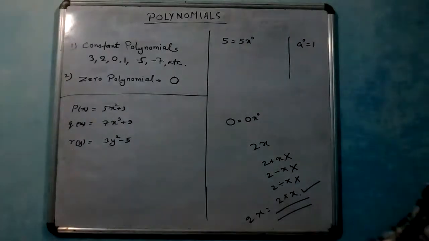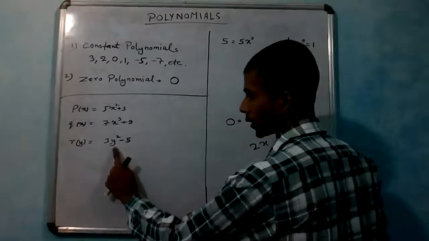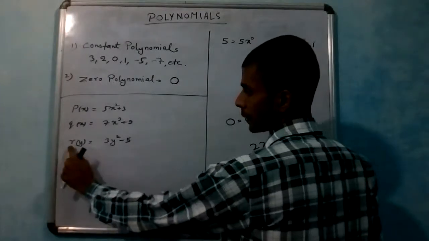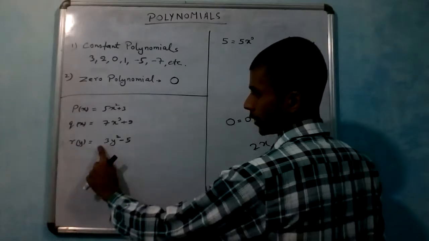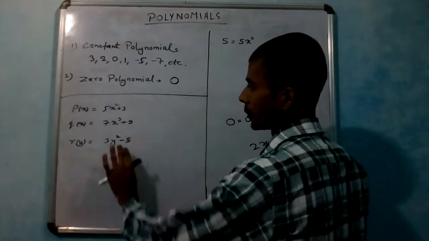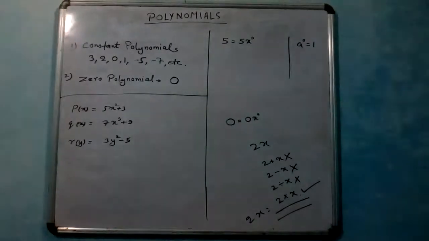Just like this, we have 3y square minus 5, another polynomial in terms of y. So I name this polynomial r, and since it is in terms of y, I name it r of y. r(y) is equal to 3y square minus 5. This is just a general way of naming it. Correct? Fine. So this is done.